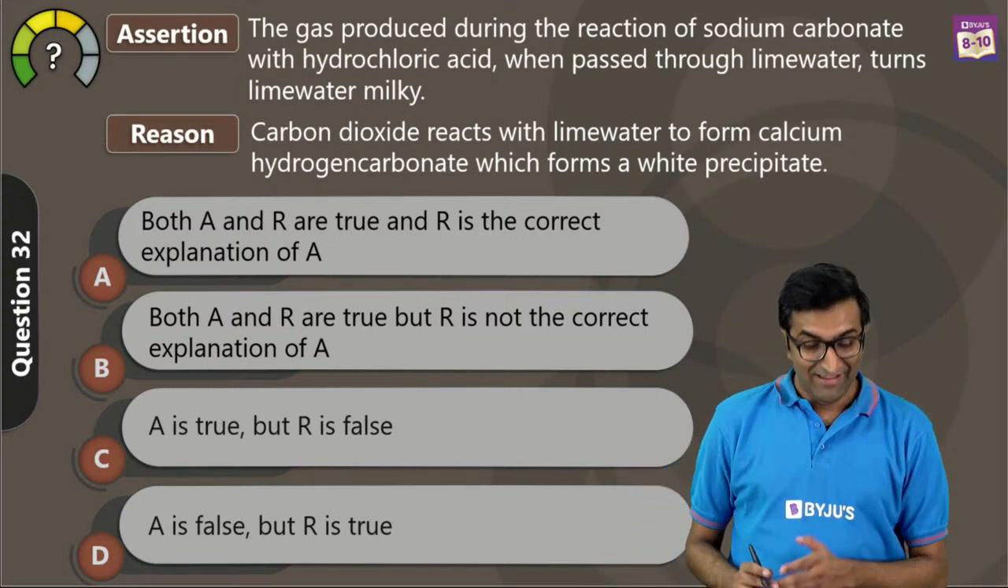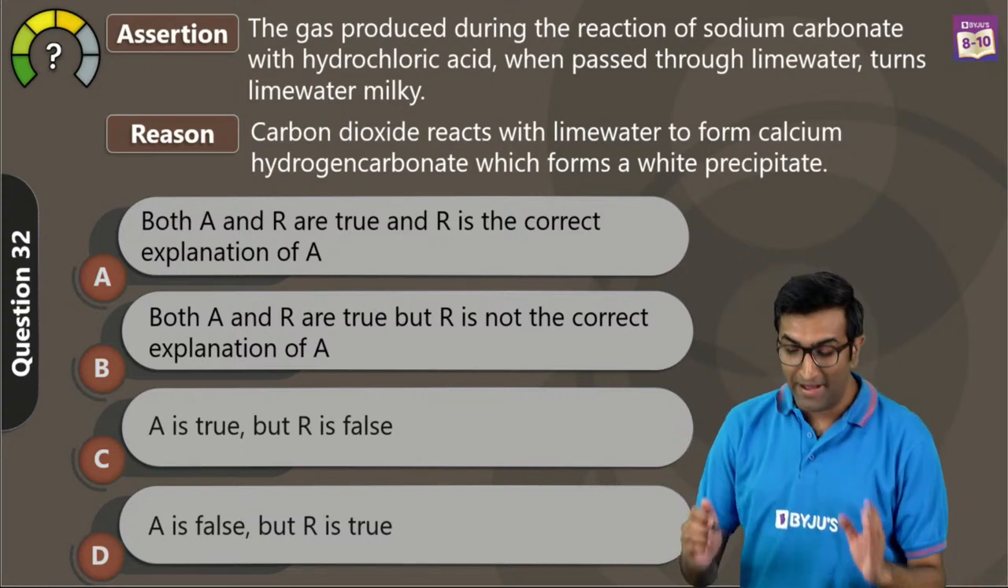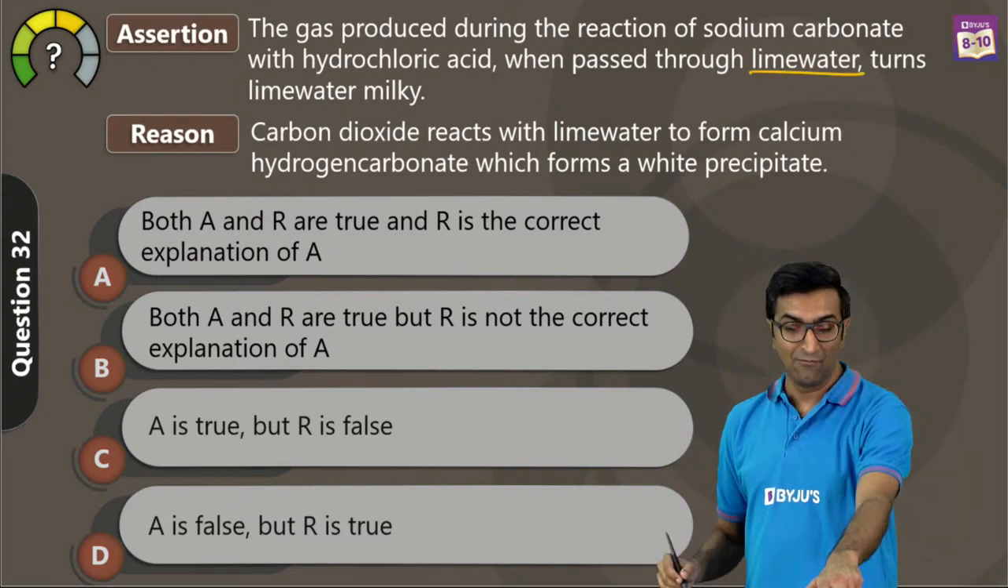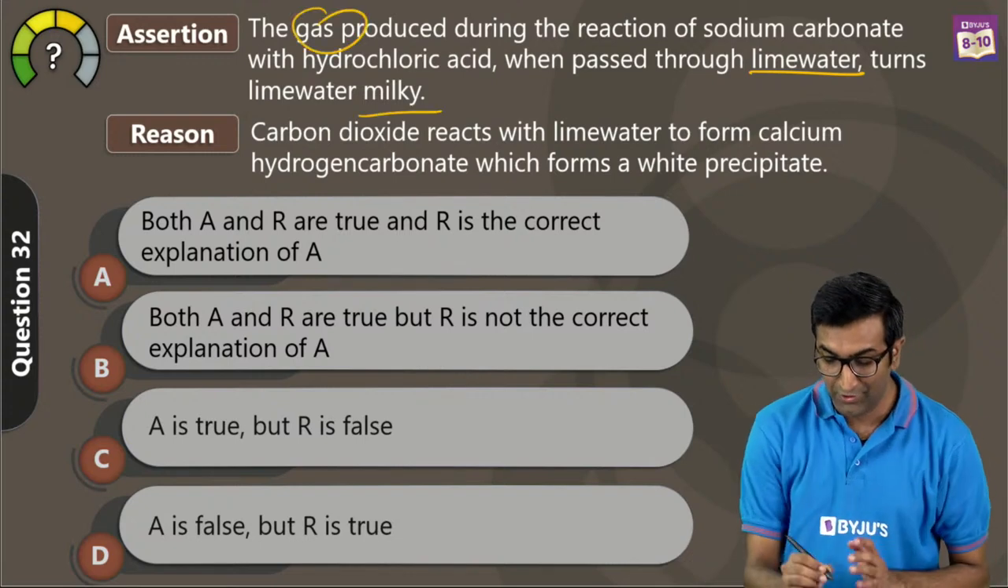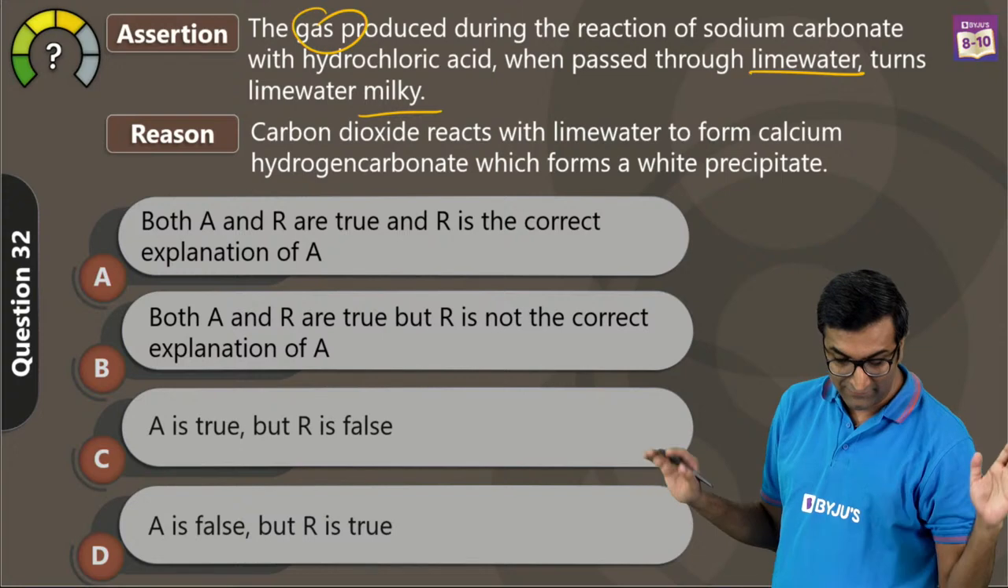Okay. Assertion: the gas produced during the reaction of sodium carbonate with hydrochloric acid, when passed through lime water, turns lime water milky. Some gas is being produced. Is a reaction happening for sure? Focus on this, guys. Answer there, B or C. Someone saying B, someone saying C.